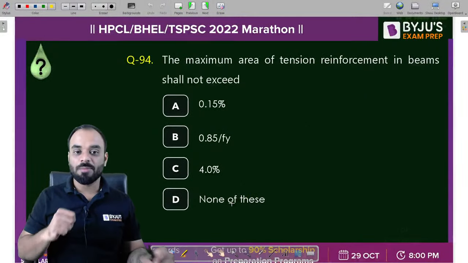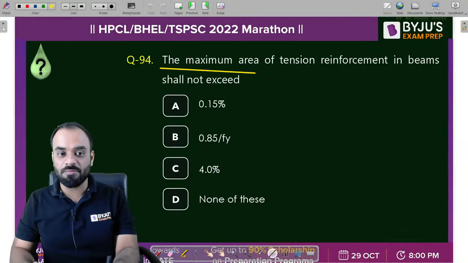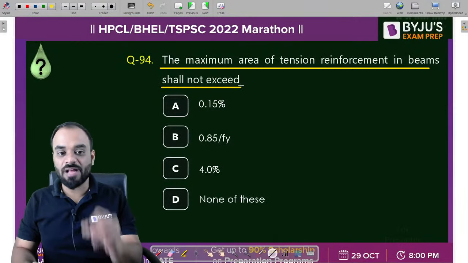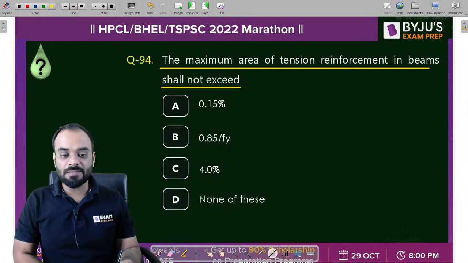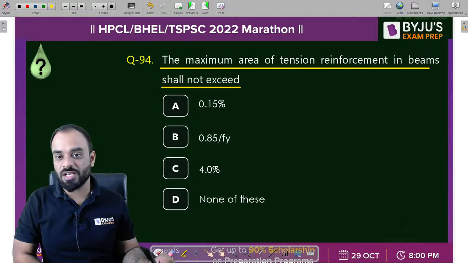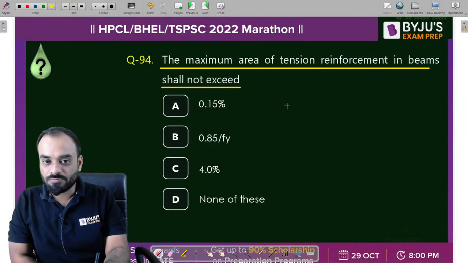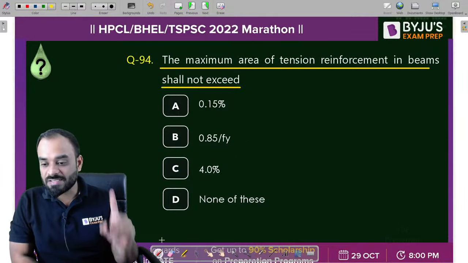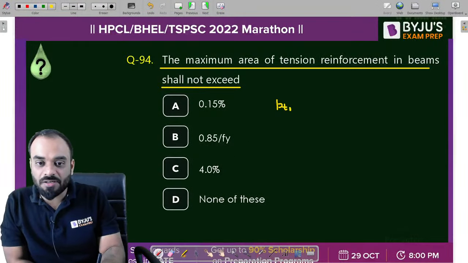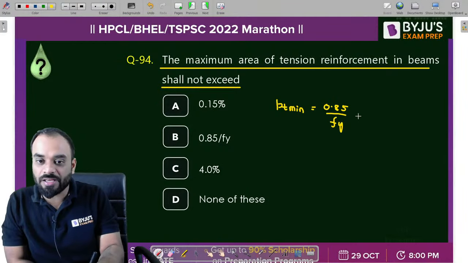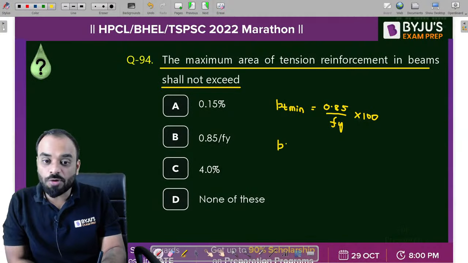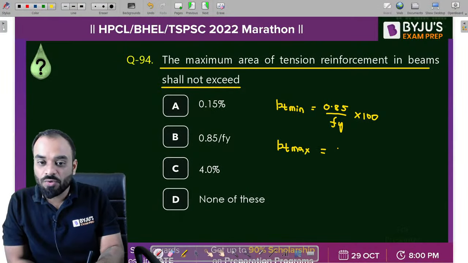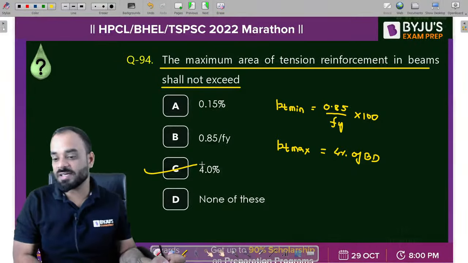Next question. The maximum area of tension reinforcement in the beam shall not exceed which particular value? You know that, guys, as per IS code, PT minimum is equal to 0.85 divided by Fy into 100. But if we talk about PT max, it is 4% of the overall cross-section area, right? That means C is the correct answer.